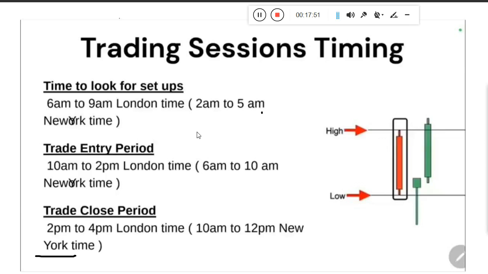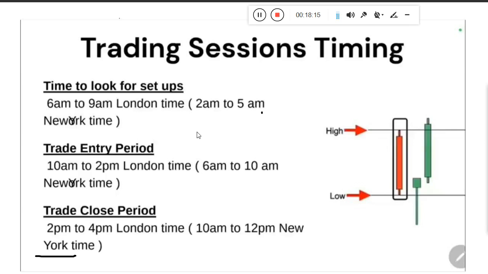So if you want the strategy to be very effective, this is the time I look out for my setup. I start looking out for my setup by 6 a.m. to 9 a.m. my own time. My own time here is in Nigeria, so it's GMT+1. But for London, it's going to be 2 a.m. to 5 a.m.